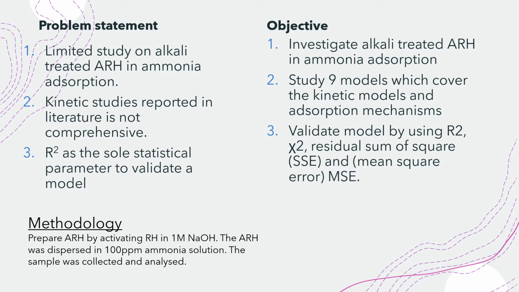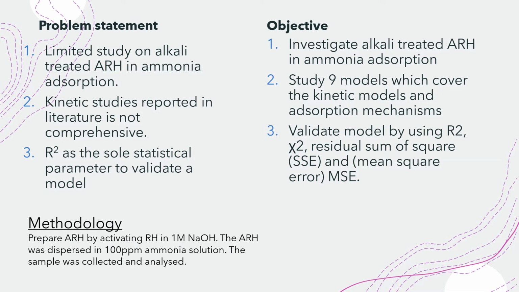Thus, the objective of this study is to provide a comprehensive kinetic study of ammonia absorption using alkaline activated rice husk to the reader by investigating the validity of 9 kinetic models in fitting the experimental data. All the models are validated by using R-square, chi-square, residual sum of square, and mean square error.